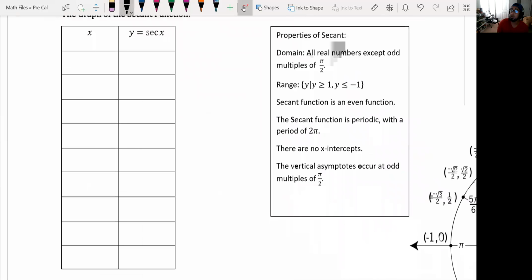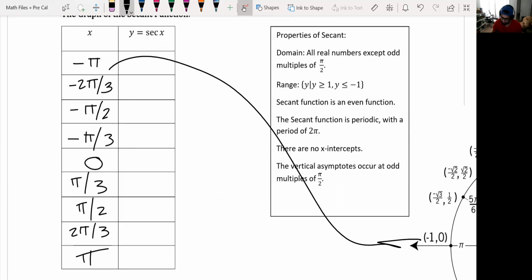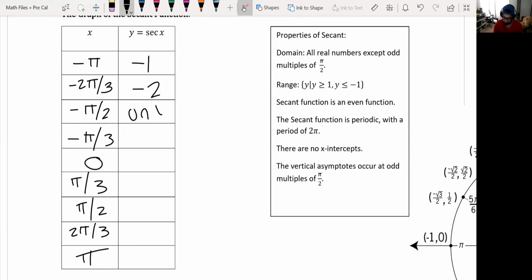Once again, start at -pi. Then we'll go -2 pi over 3, -pi over 2, -pi over 3, 0, and then everything is just positive. Secant at -pi, secant is even, so no matter what, it's going to be -1. So -1, and then we'll get -2, and then we're going to get undefined, and then you are going to get 2, 1, 2, undefined, -2, -1. And these are the parent coordinates for secant.